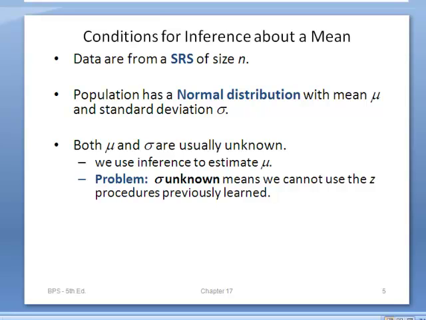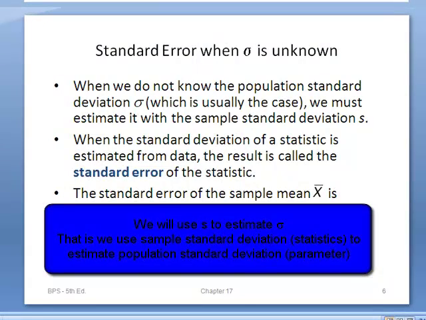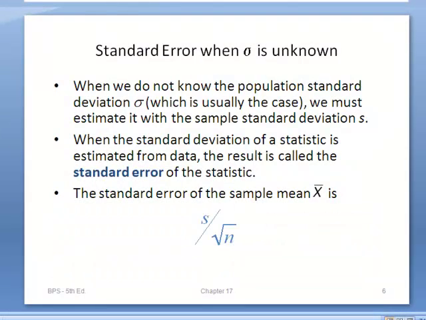But the problem we have here, since sigma is unknown, we can't use the z procedure that we previously learned. What's going to happen in this chapter is we're going to use the sample standard deviation, whose symbol is S, to estimate our population standard deviation. Its symbol is sigma. When the standard deviation of the statistic is estimated from the data, the result is called the standard error of the statistic. So the standard error of our sample mean now will be S divided by the square root of n.